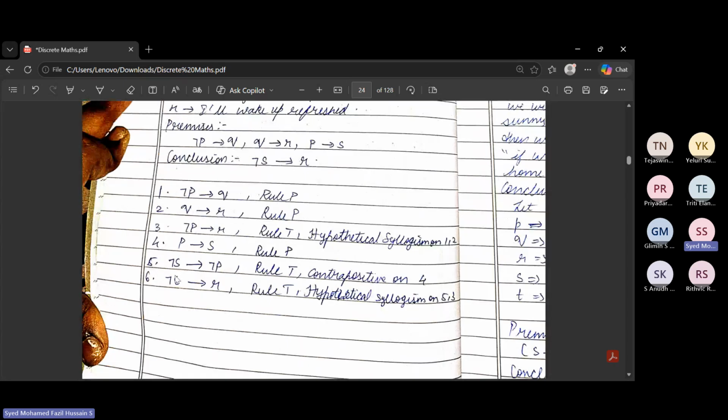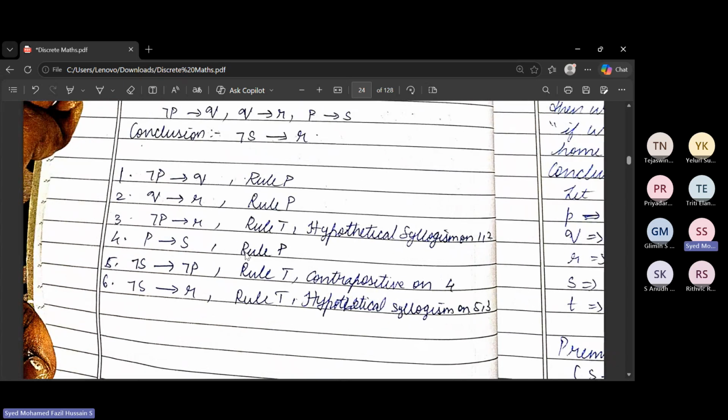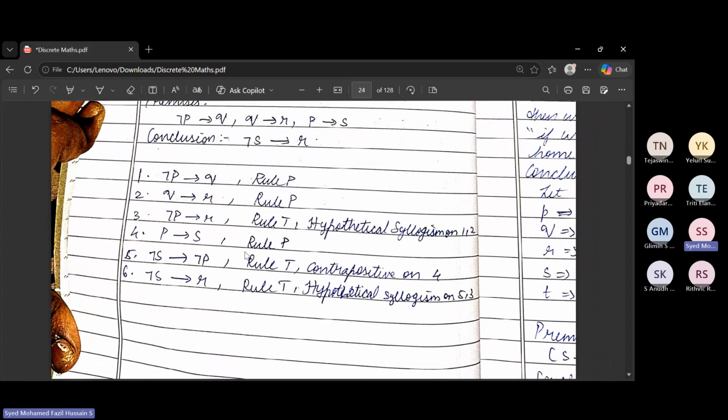Contrapositive on 4. Okay, I think a step is missed here. As you can see, evenness. Okay, I can explain it to you guys. So if not S is given, then not P will be derived. If not P is true, then R is.